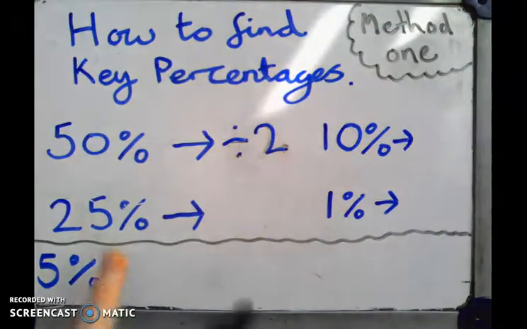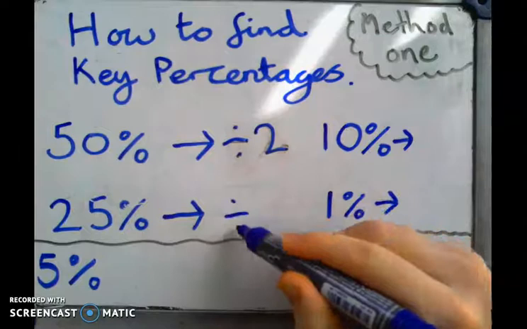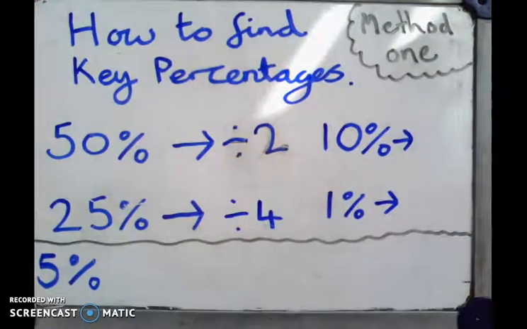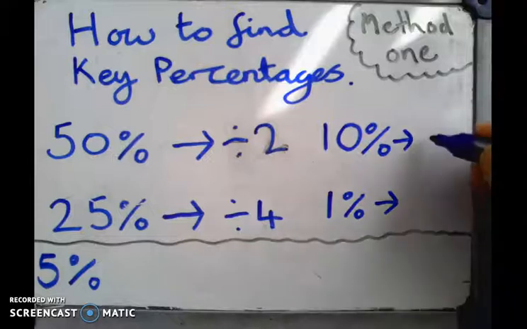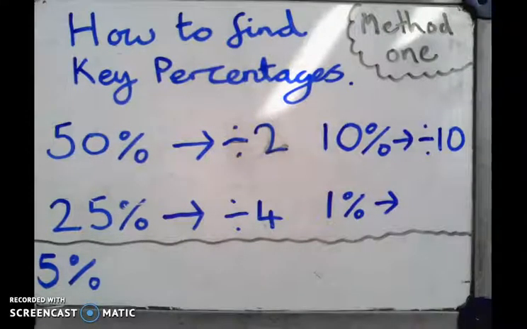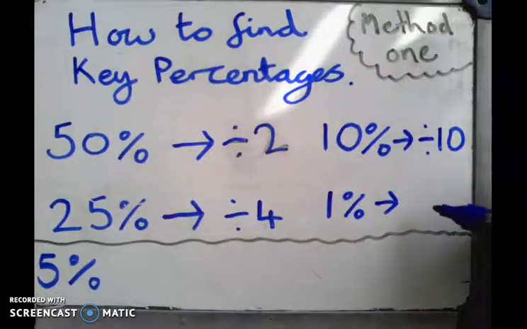Finding 25% of a number is the same as dividing that number by 4, because as we know, 25% is half of 50. Finding 10% of a number is the same as dividing that number by 10. And finding 1% of a number is the same as dividing that number by 100.